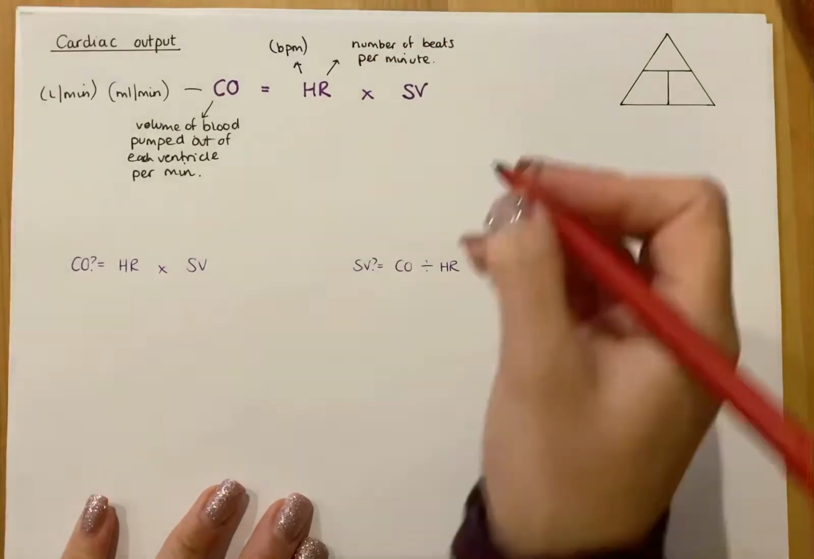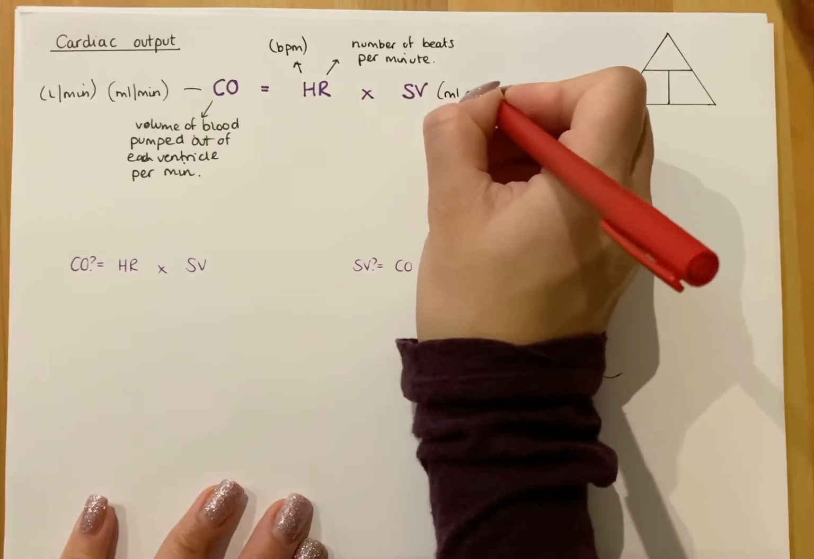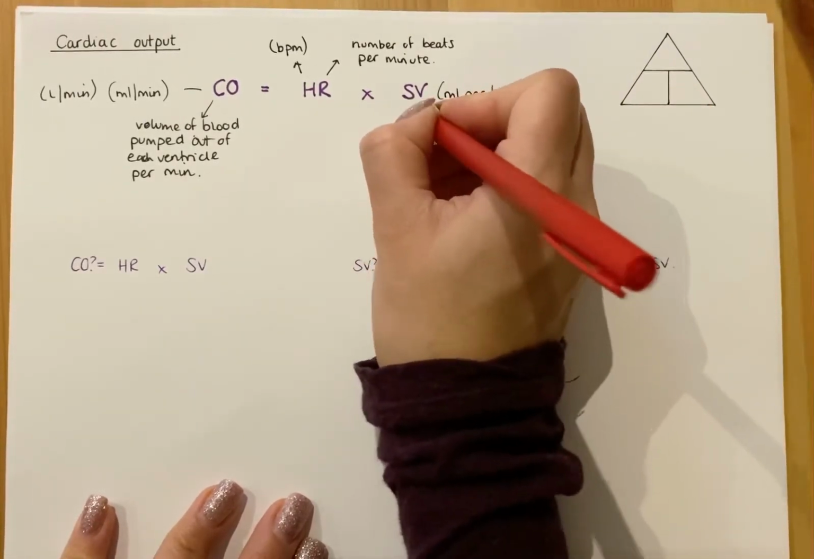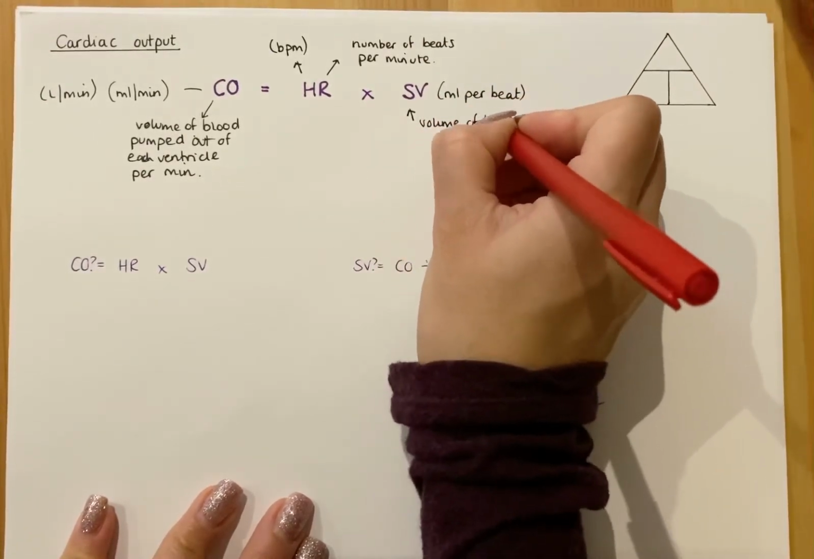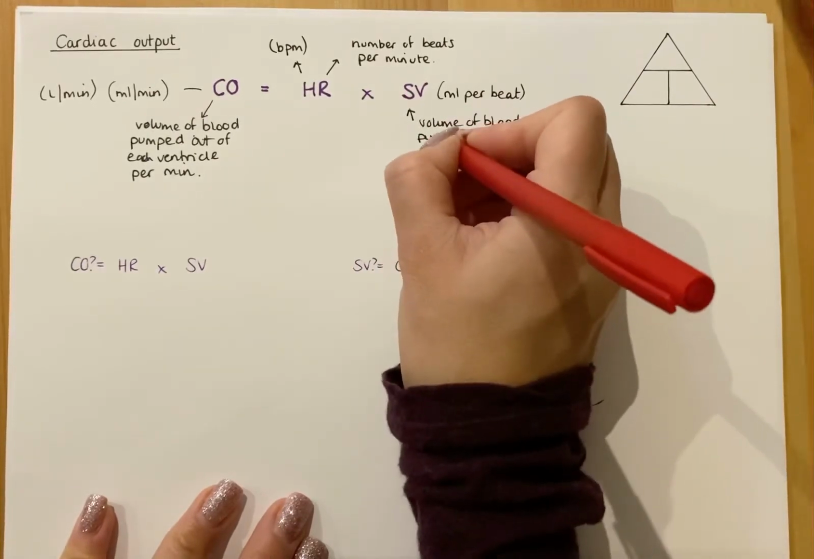Okay, so stroke volume you've not heard of yet. Stroke volume is measured in mils per beat. And that is the volume of blood which is pumped out of the heart in each beat.